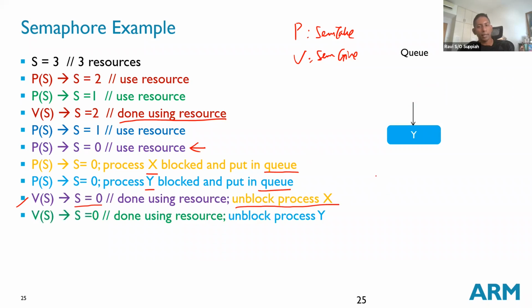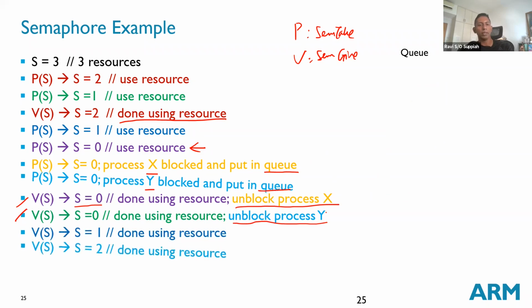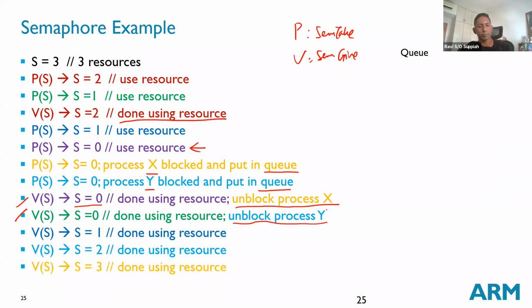Then again, another task gives back. So again, because there is already somebody in the queue, the count does not change. I will unblock that task that is in the queue and I will just keep the count at 0. Then when the other tasks start to give back, then I will slowly increment again. All right, so that is the concept of how a semaphore will work.